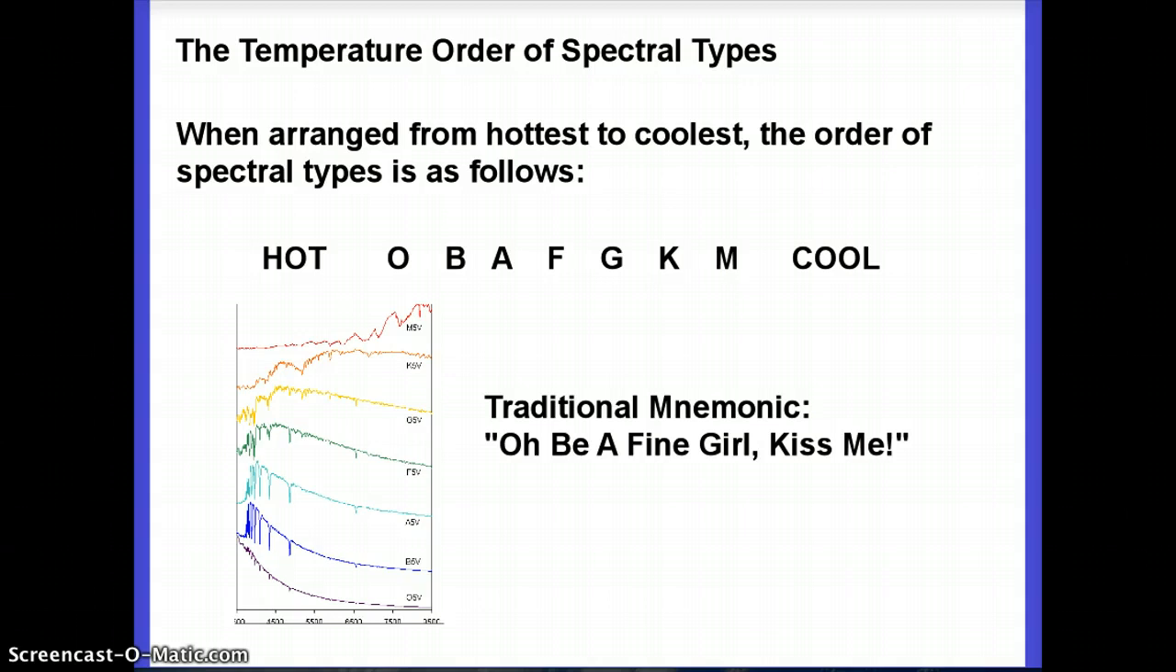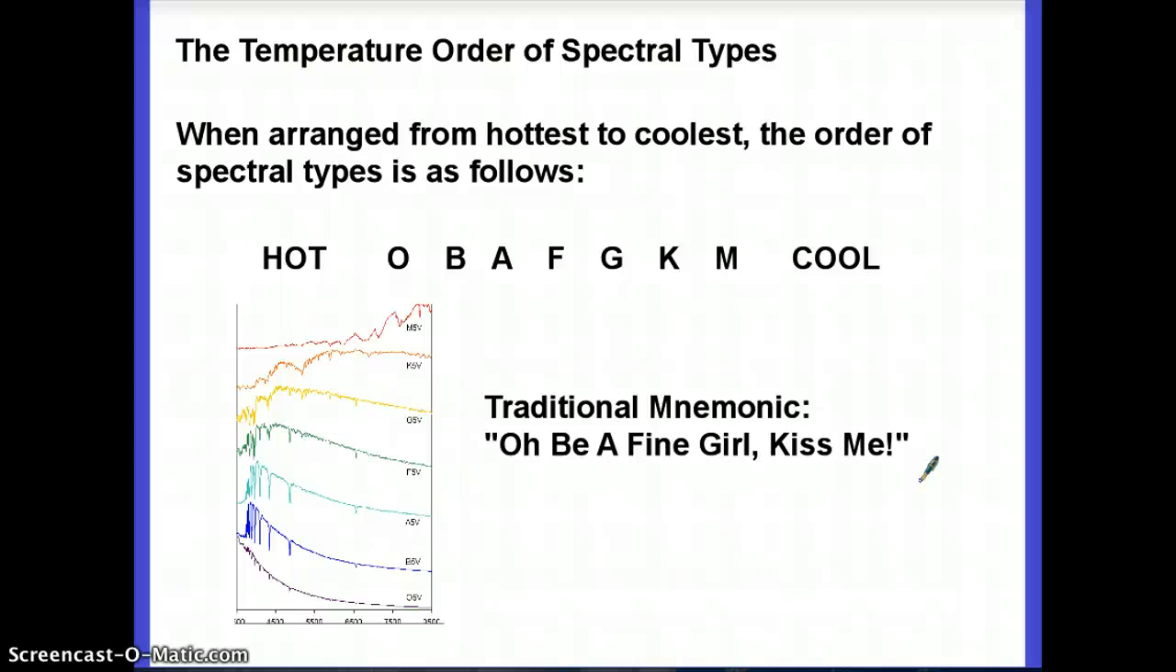So lots of people want to come up with mnemonics for this. You're going to have to memorize this order, so you're probably going to want to know a mnemonic for it. The traditional one that all of the people my age learned when we were in college was, "Oh, be a fine girl, kiss me." The girls in my class started to say, well, that's a little bit sexist, and we would say, "Oh, be a fine guy, kiss me." And then one of our professors was very bizarre, and he used to say, "Oh, be a fine gorilla, kiss me." We didn't really want to go there with him. Thank you very much, Professor.